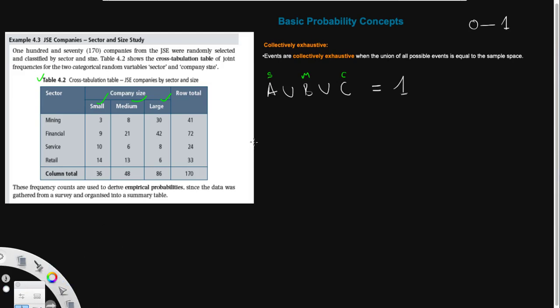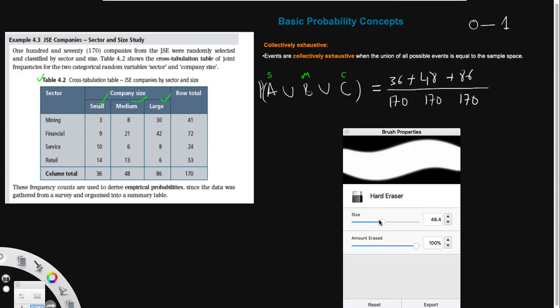Therefore, finding that probability will be the probability of company A, B, and C. Let's just test if this will be true. Then what do we do? We just create this. The total of finding a small company is 36. You add 48 there, then you add 86. So it's basically just doing this. You add all those there.